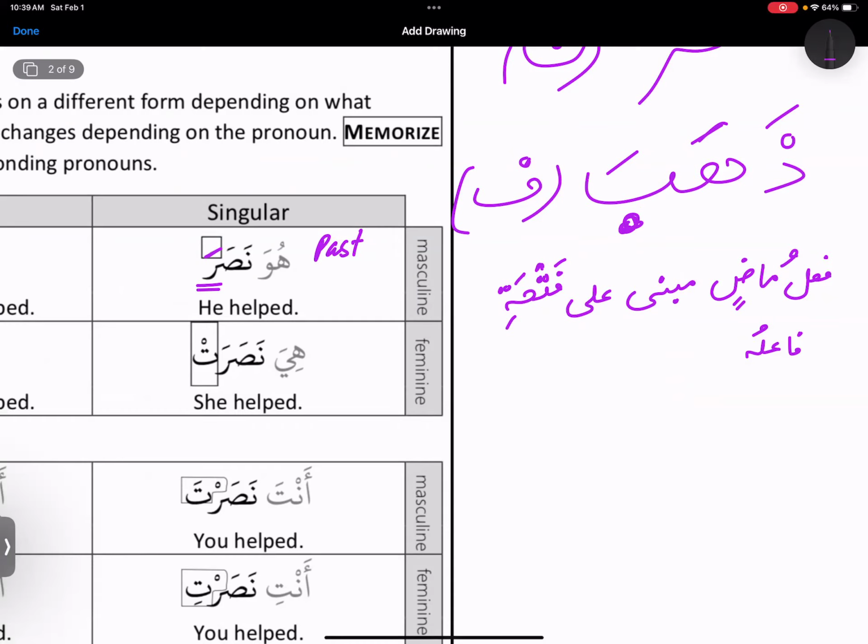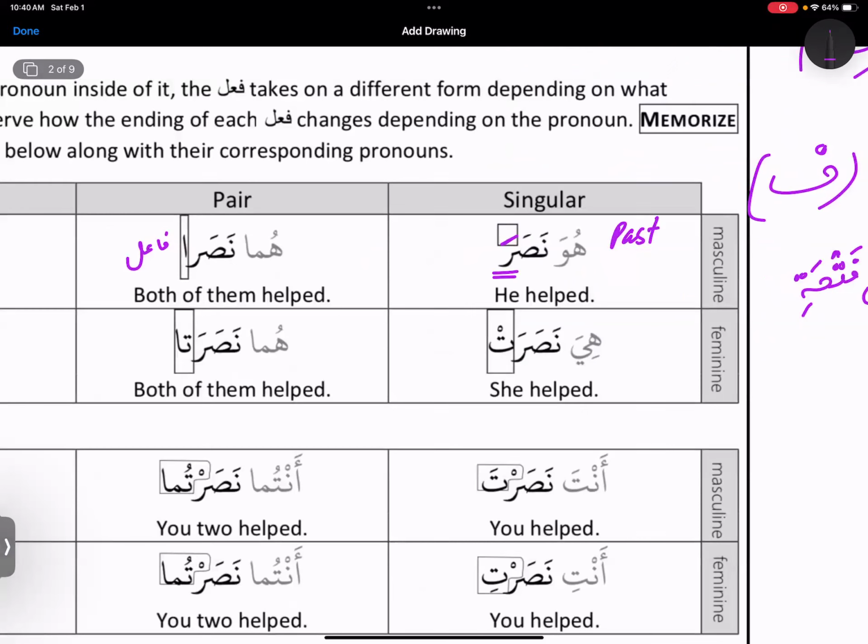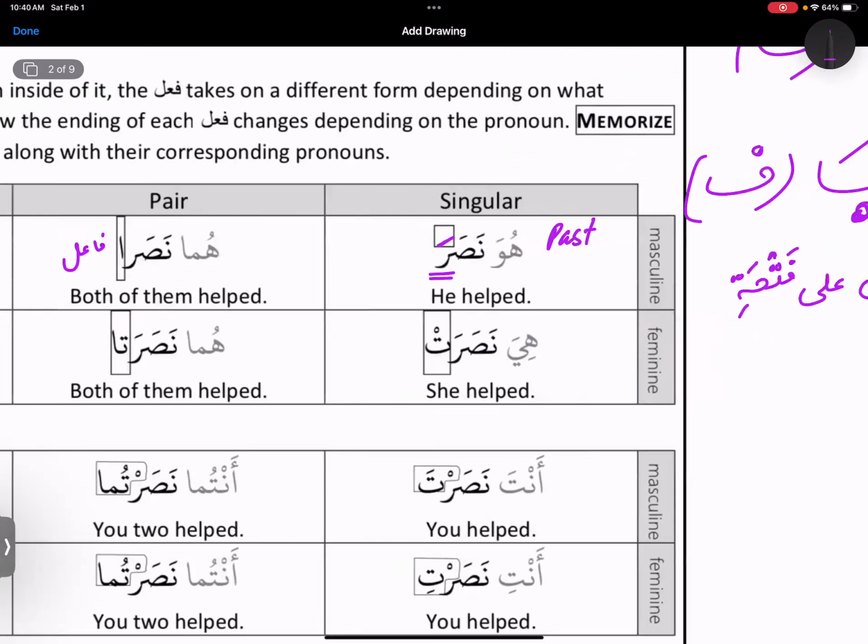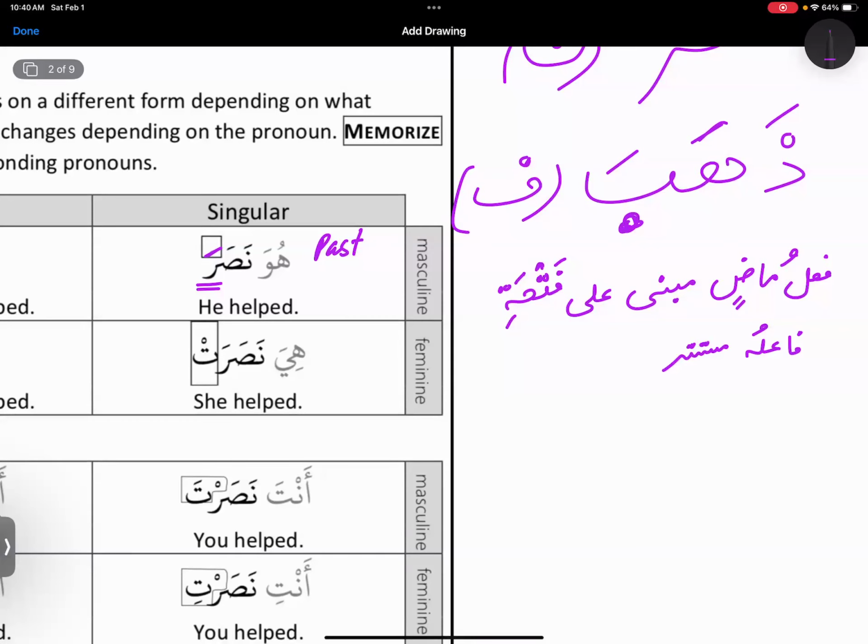You can just say Nasara, fi'lun madin, fa'iluhu huwa. I'm good with that, but I need to teach you these terms as well, because eventually you are going to be exposed to the books. So fi'lun madin mabni ala fatha, fa'iluhu mustatir. Why am I saying mustatir? Because it's hidden, it's not showing me. Like in huma, the alif was there and told me this is the fa'il. But in Nasara, it's not showing me, so I need to use the word mustatir. Mustatir means hidden.